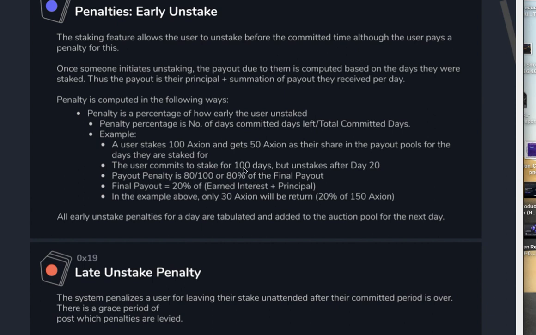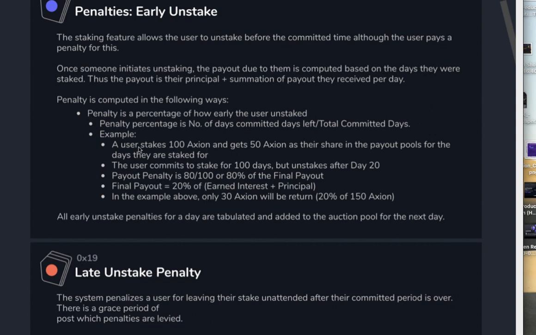Alright, so the penalty is 80% of the final payout. The final payout equals 20% of the earned interest plus principal. In the above example, only 30 Axion will be returned, 20% of 150 Axion. So they get 20% of 150 Axion returned. All early unstake penalties for a day are tabulated and added to the auction pool for the next day. So that's quite large penalties in that case, you can see.